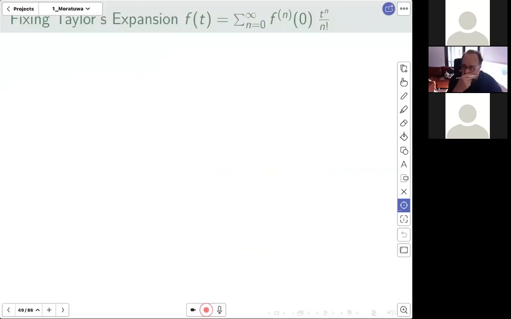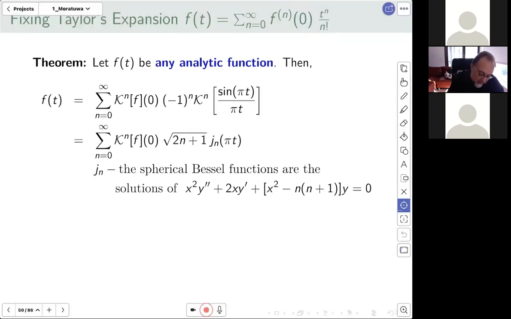Okay, but we still haven't done the main task, which is fixing the Taylor expansion. You remember we had a problem with the fact that these derivatives are noise sensitive and that the monomials are not band limited signals of finite energy. Well, what one can show is that if you have any analytic function f of t, then it has the following expansion. This expansion, notice, is obtained by replacing the standard derivative at 0 with the values of these chromatic derivatives at 0, and the monomial t to the n over n factorial we replace with -1 to the n times the chromatic derivative of the sinc function.